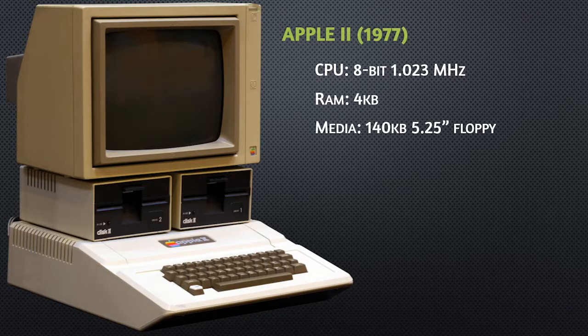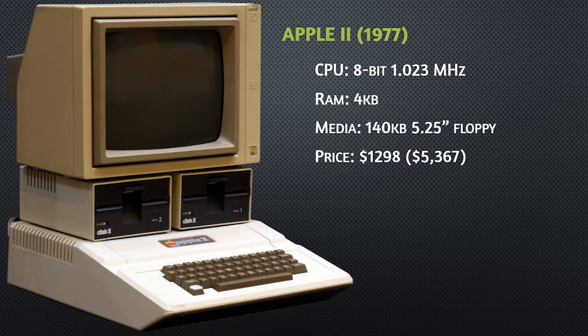And the media was floppy disks. It also had cassette tapes, but very quickly they moved from cassette tapes to floppy disks, which could store 140K, which at that time was like all the space in the world. And that sold for $1,300 in 1977. So that's about $5,300 today.